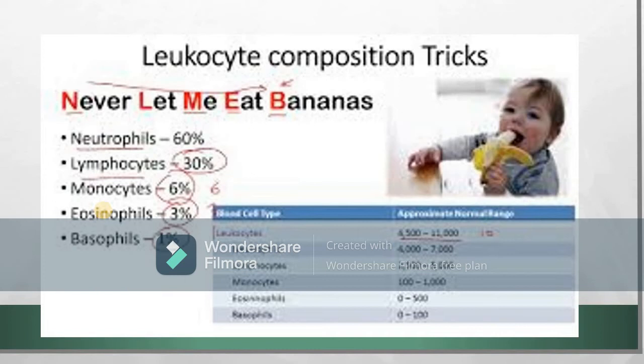Agranulocytes have clear cytoplasm, and they include the monocytes and lymphocytes. Monocytes, as you know, are 6% and produce macrophages, which engulf germs, while lymphocytes are 30% and are of two types, B and T lymphocytes, which produce antibodies and also kill germs.